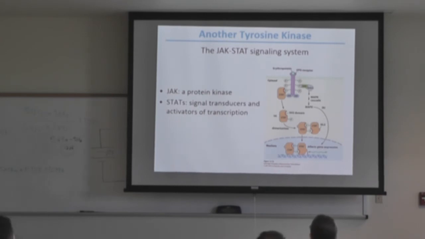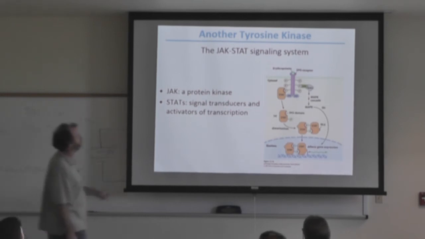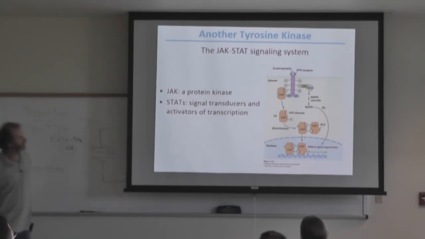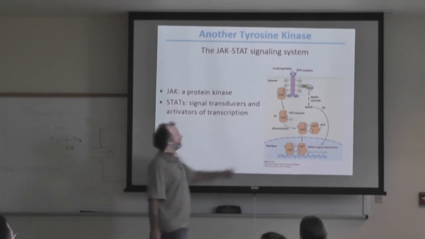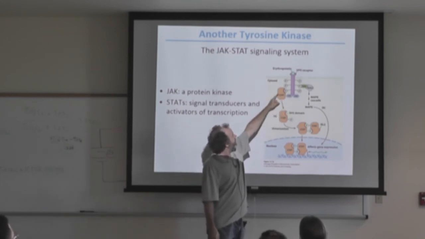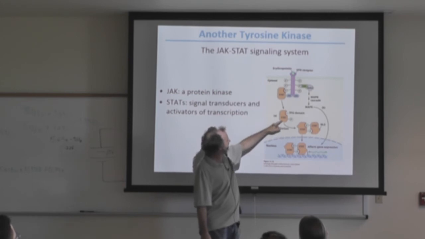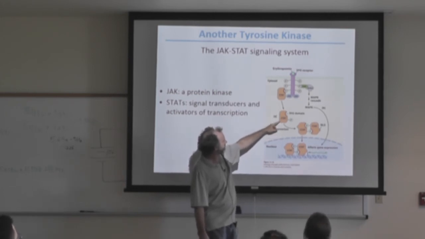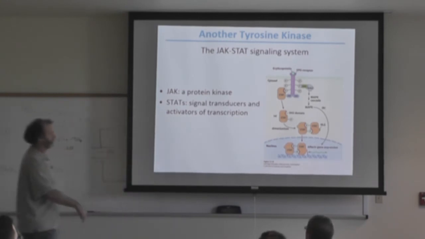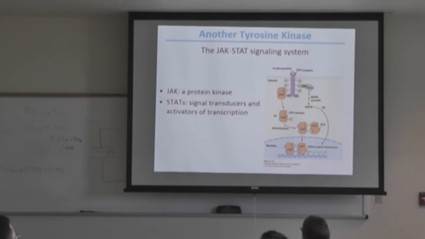Another tyrosine kinase is the JAK-STAT signaling system. JAK, again, is a protein kinase, and STATs are signal transducers and activators of transcription. So you have, like, erythropoietin activates autophosphorylation on the JAK-STAT. STAT will then be phosphorylated. With the phosphorylation of STAT, you form the STAT complex. It can diffuse into the nucleus, and I've got a better animation than that one.